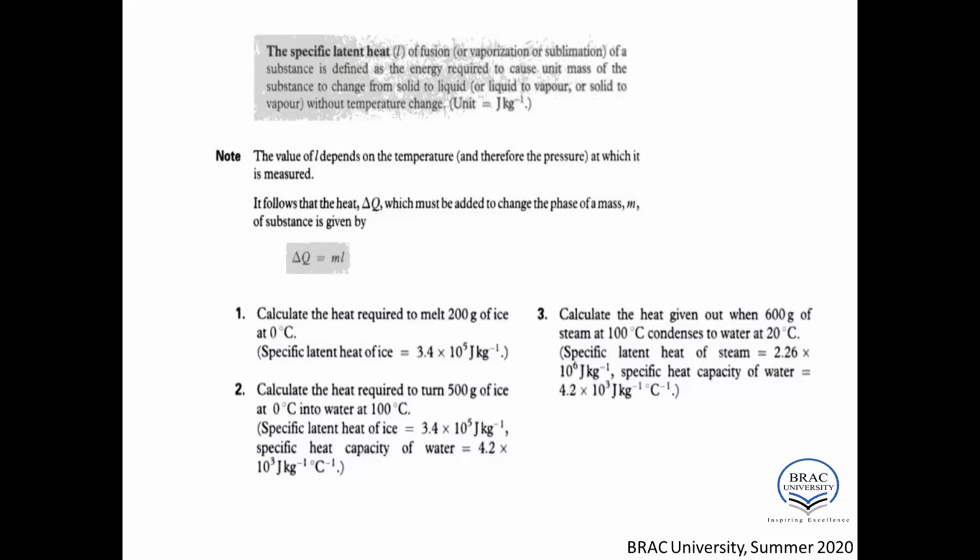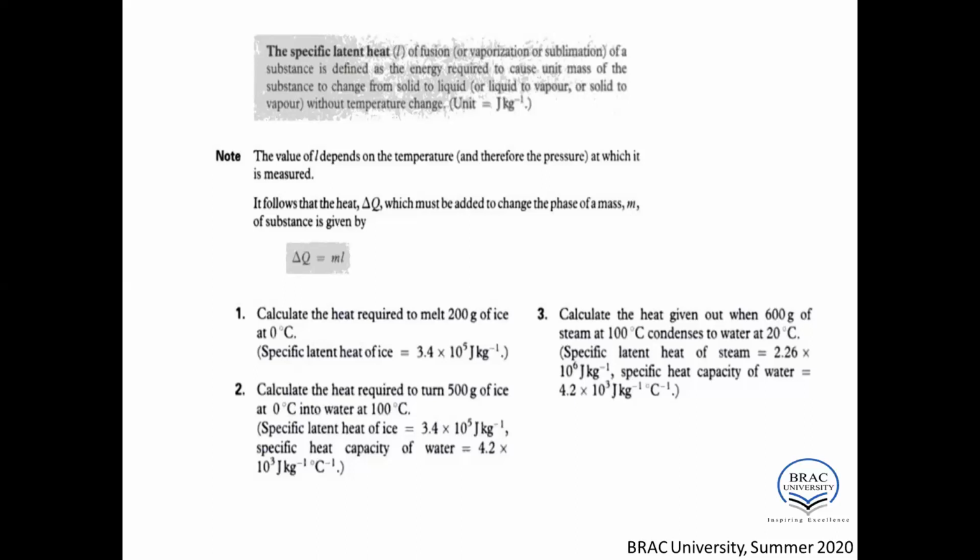In the first step, 0 degrees centigrade ice converts into 0 degrees centigrade water. In this case you have to use latent heat. In the second step, 0 degrees centigrade water converts into 100 degrees centigrade water. In this case you have to consider specific heat capacity. The specific latent heat and specific heat capacity of water and ice are given here.